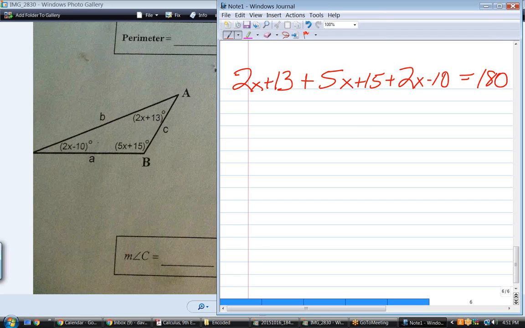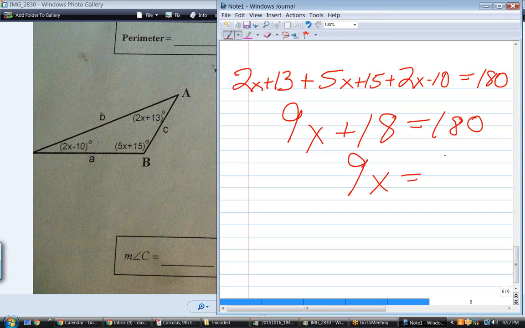Gather everything. So that's 9x plus 13 plus 15. It'd be 18. 18 equals 180 degrees. And then you subtract 18 from either side, and then 9x equals 162. And then you divide by 9, and you get x equals 18.